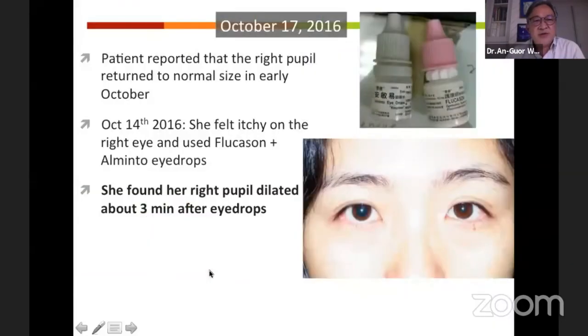And the patient came back 1 month later, on October 17, and she reported that the right pupil had returned to normal size in early October. However, 3 days before she visited us, she felt itchy in the right eye and used fluorometholone and Armitol eye drops. She found her right pupil dilated about 3 minutes after the eye drops.